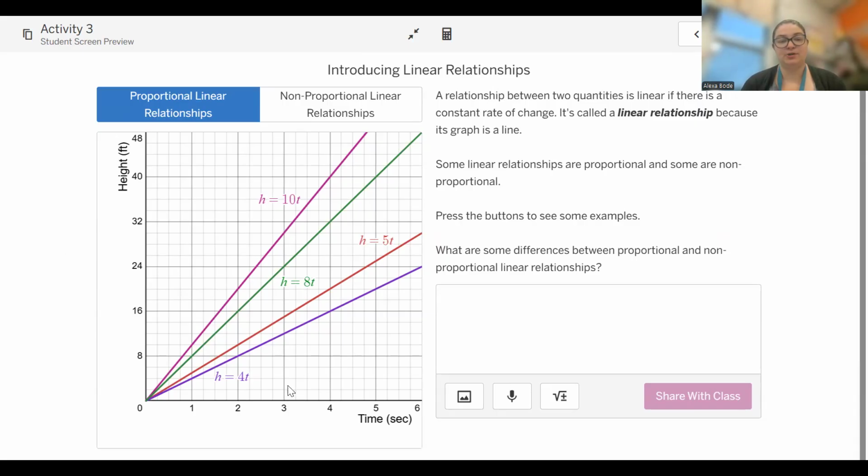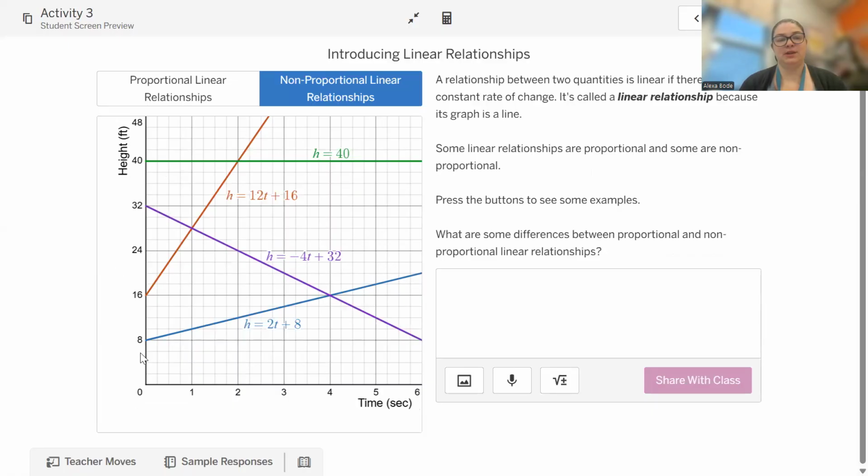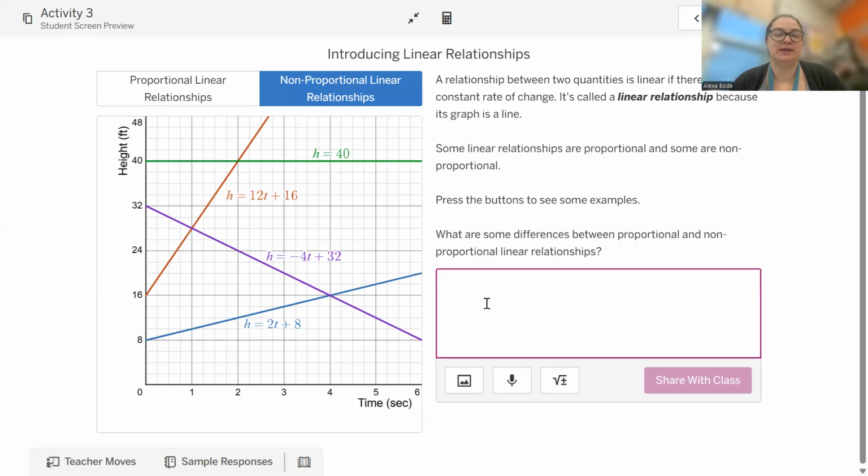So these ones are all proportional. Notice where these lines start. Notice what all of these equations look like. Okay. When you click on non-proportional, these ones are all over the place a little bit. So notice where they start. Notice what these equations look like. Okay. What are some differences between proportional and non-proportional relationships? Go ahead and answer this.